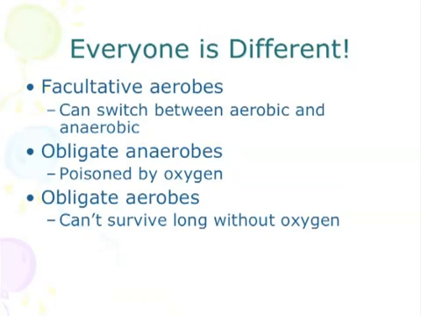Obligate anaerobes are actually poisoned by oxygen. These were huge in early Earth conditions, so they were probably very prevalent before anything else. Obligate aerobes, which is what we are, cannot survive very long without oxygen. We can go through anaerobic respiration, so it does not mean that you can't, but you cannot survive off of anaerobic respiration. So that is what we are.